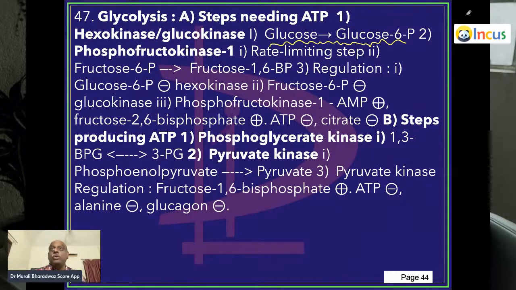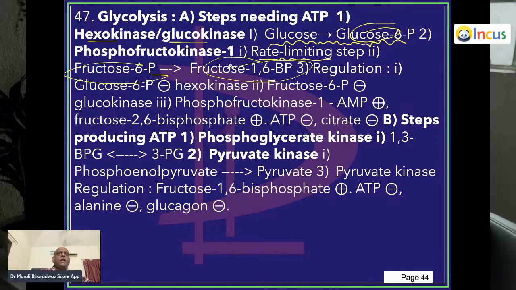So, doctor, glucose becomes glucose 6-phosphate. What is the enzyme? Either hexokinase or glucokinase. Second, phosphofructokinase. It is a rate limiting step. Please don't forget. Fructose 6-phosphate becomes fructose 1,6-biphosphate. Now, what regulates this phosphofructokinase?